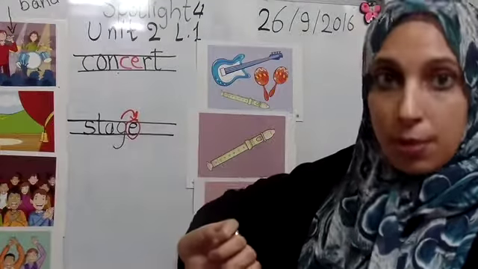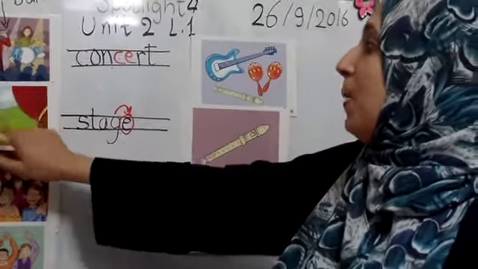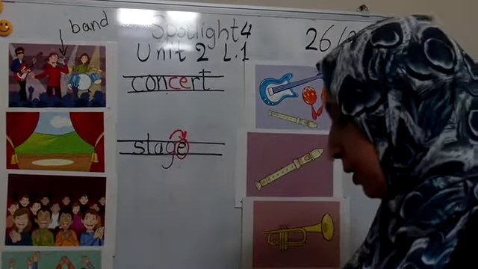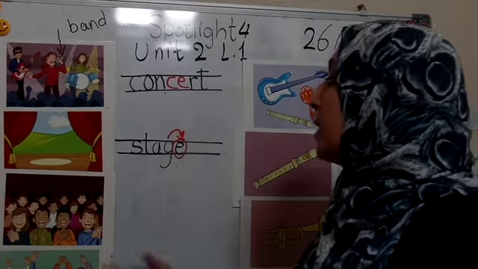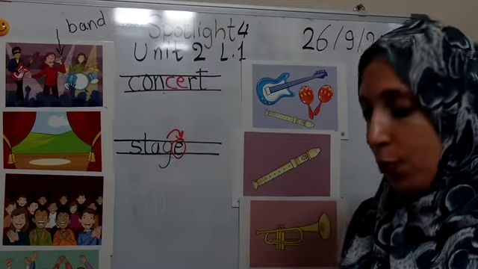Okay. So, where is the band again? On the stage. They are on the stage. You want to answer in a complete answer? They are playing music on the stage. That's right. And who are the people who are watching the band and clapping for the band?